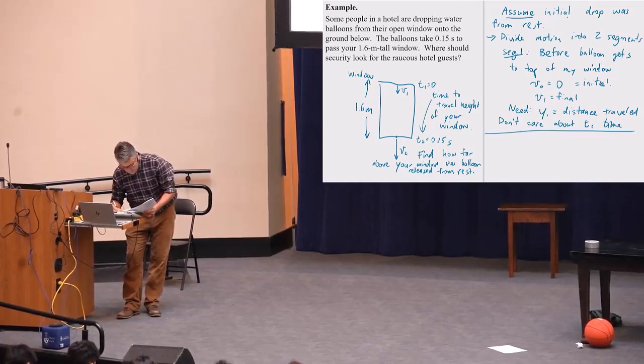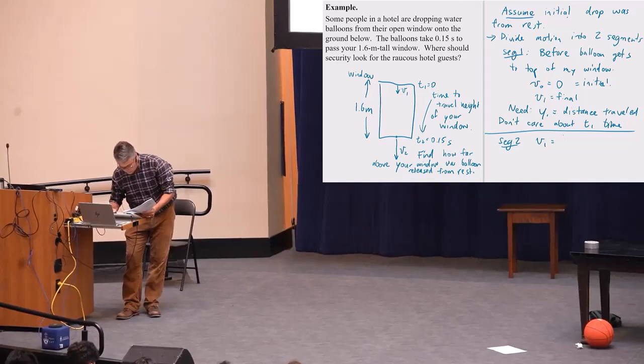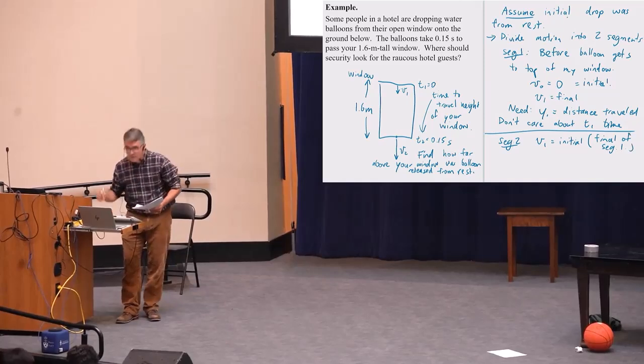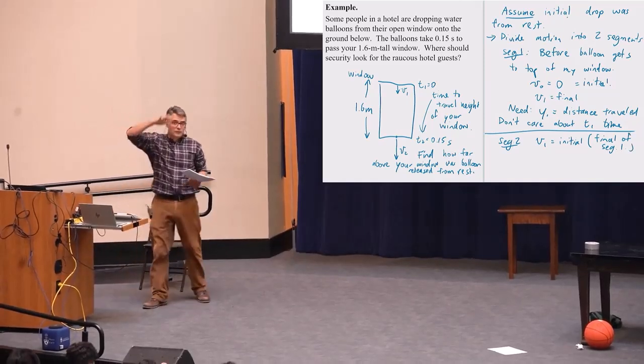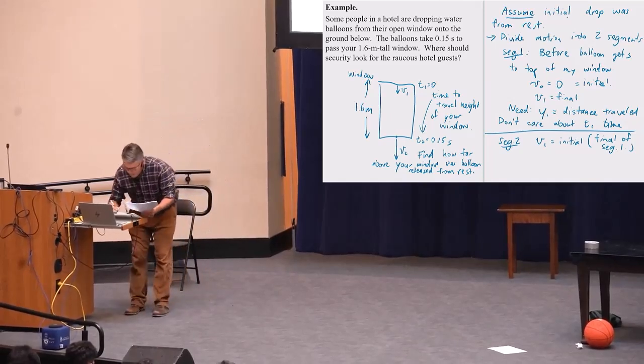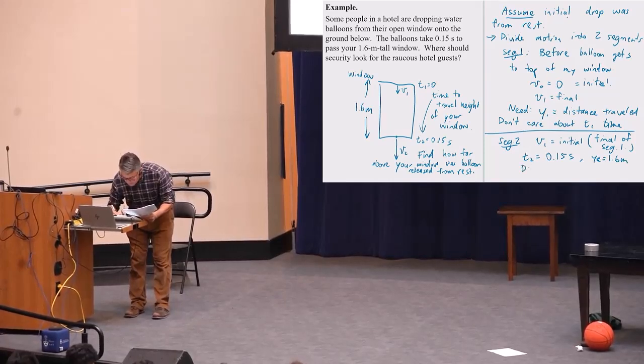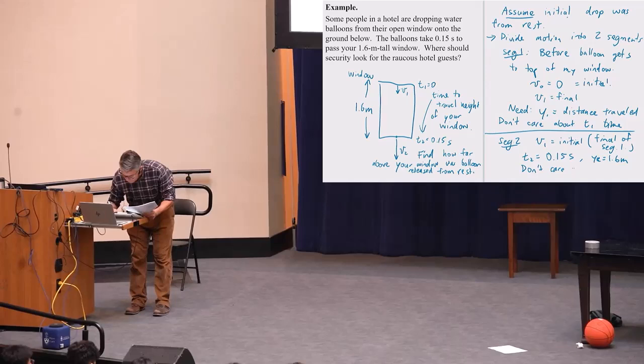And then the next thing is segment 2, where V1 is the initial velocity, which is the final velocity of segment 1. So I'm going to take the final velocity of that first segment and make that the initial velocity of when it's going past my window. And I know that T2 is equal to 0.15 seconds, and Y2 is equal to 1.6 meters. And we don't care about the final speed in this case, how fast it's going when it reaches the bottom of my window, V2.